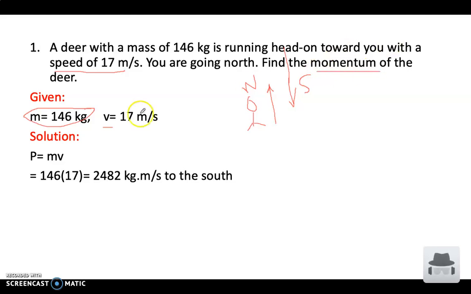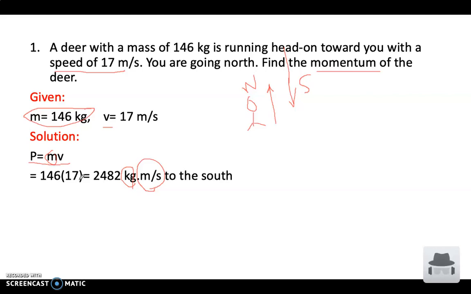Find the momentum P, I will write the formula, equals m times v. M, you have it, just plug the numbers, times v, and you will get the answer. The unit, it will be the unit of mass, which is what? Kilogram. The unit of speed, which is meter per second. Now, momentum is a vector quantity, so the direction will be north or south. It will move in the direction of the highest speed, which is the deer.